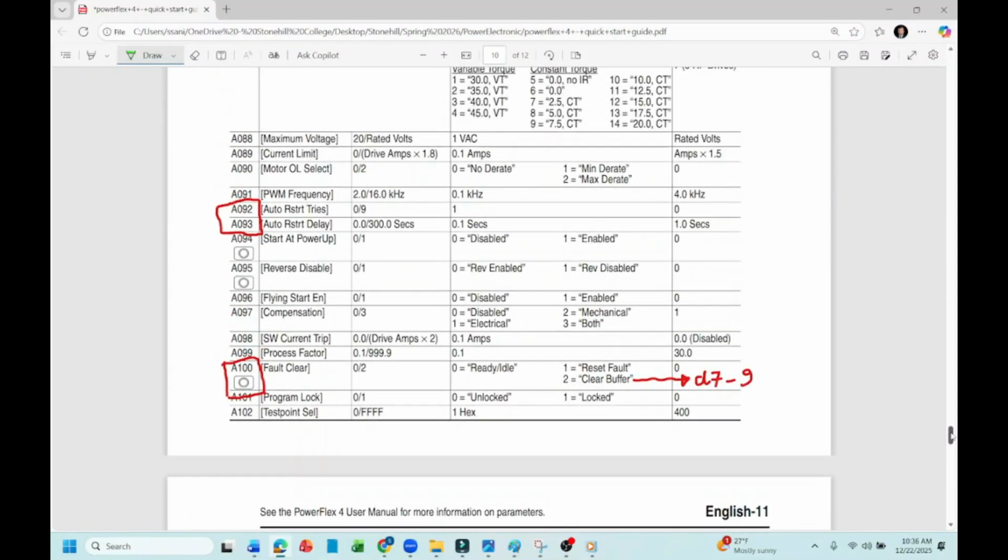We already explained A92 and 93, just in case you forgot. 92 is auto reset tries, and 93 is auto reset delay. If you remember, we have one video where, with auto reset tries, you could say how many times you want to reset the error automatically and what the time delay between each reset should be. So A92 says how many times you want to reset it automatically. 93 says how much time delay between each of them.